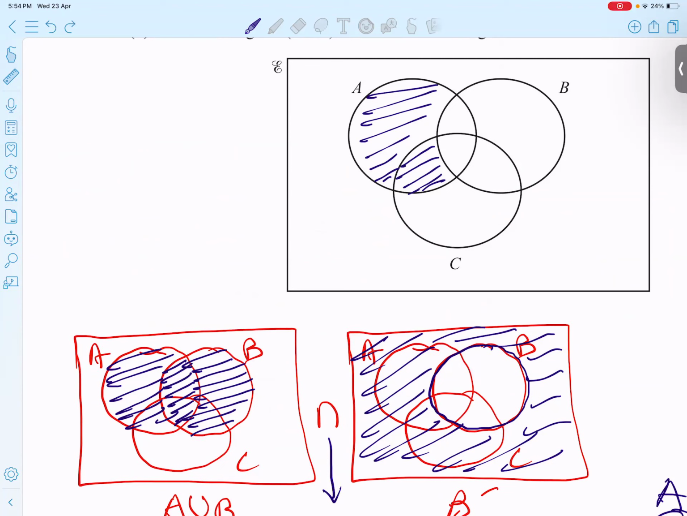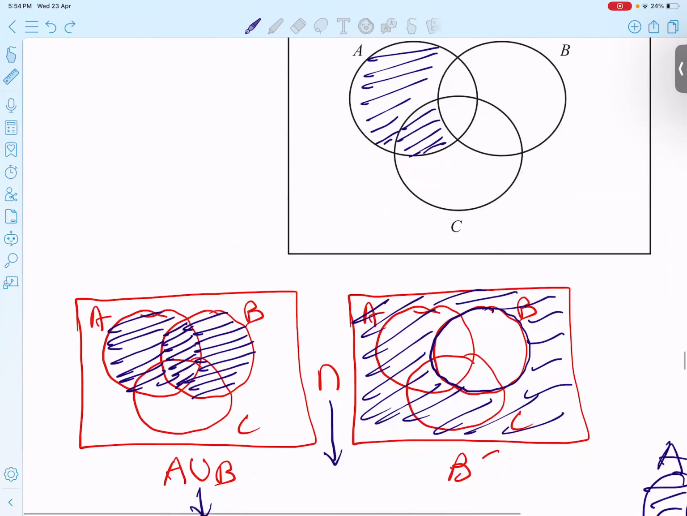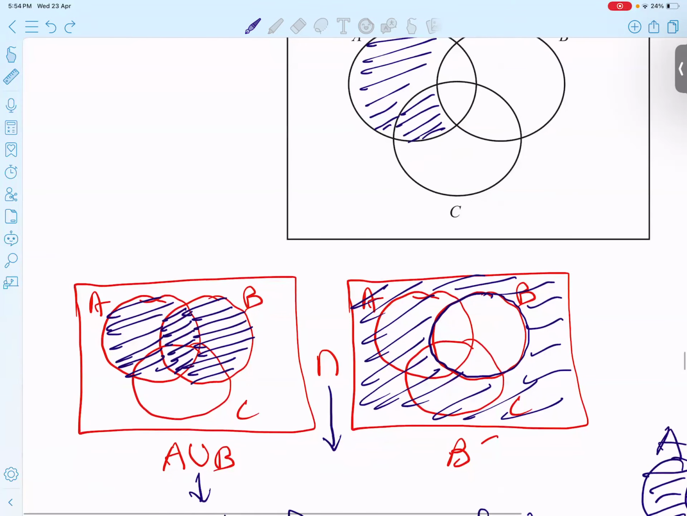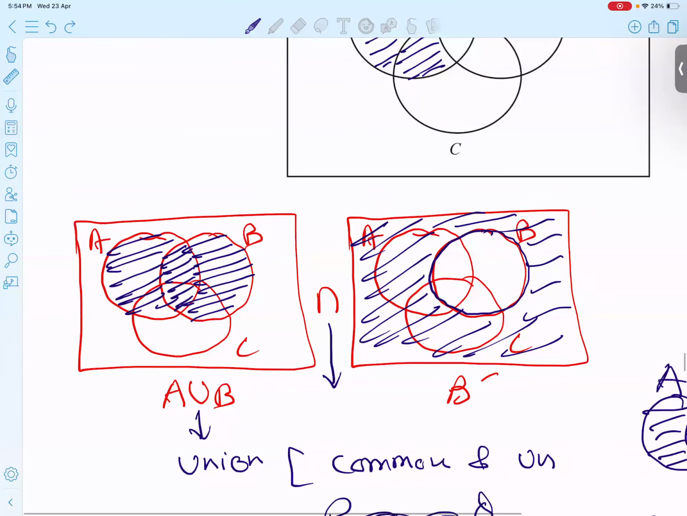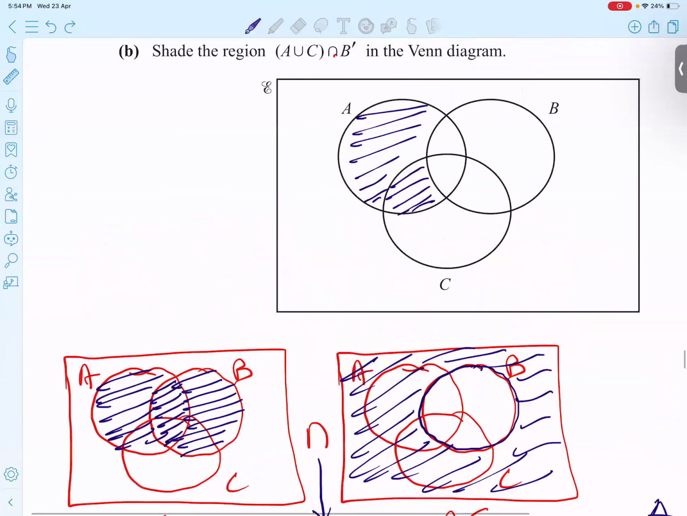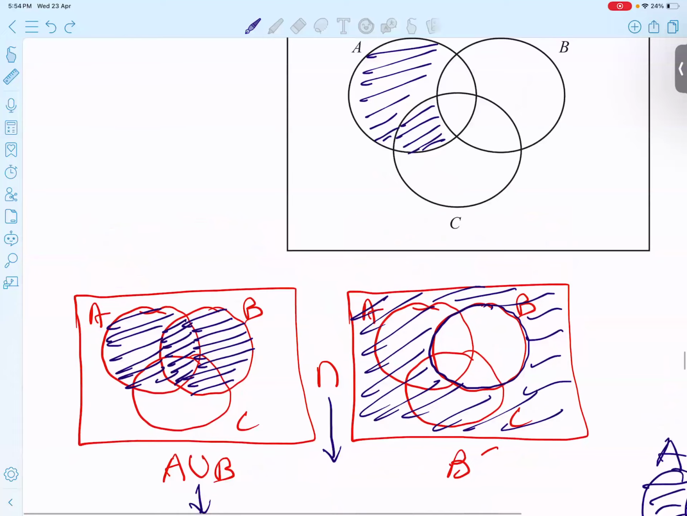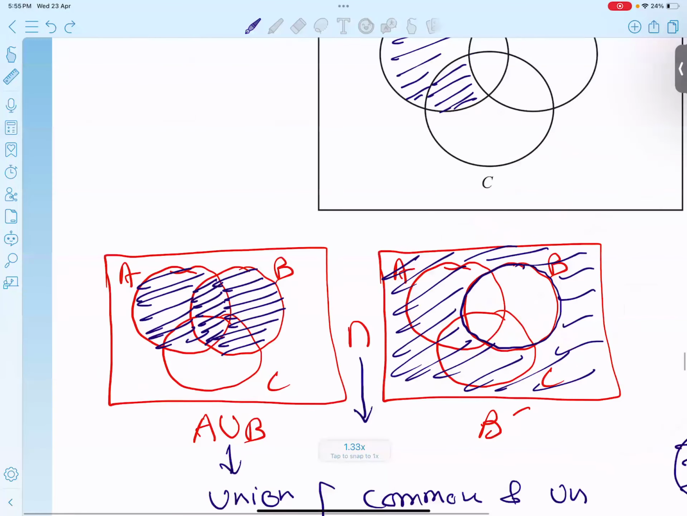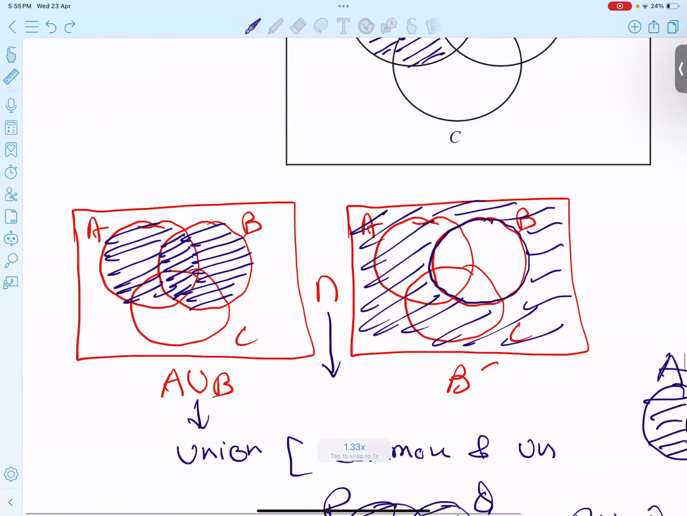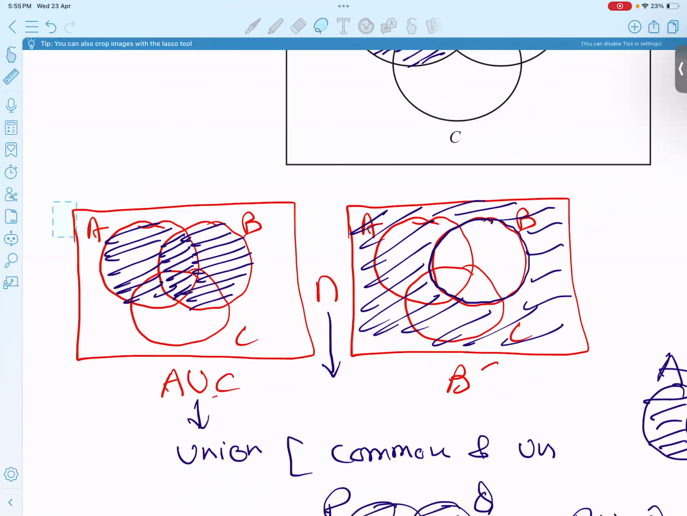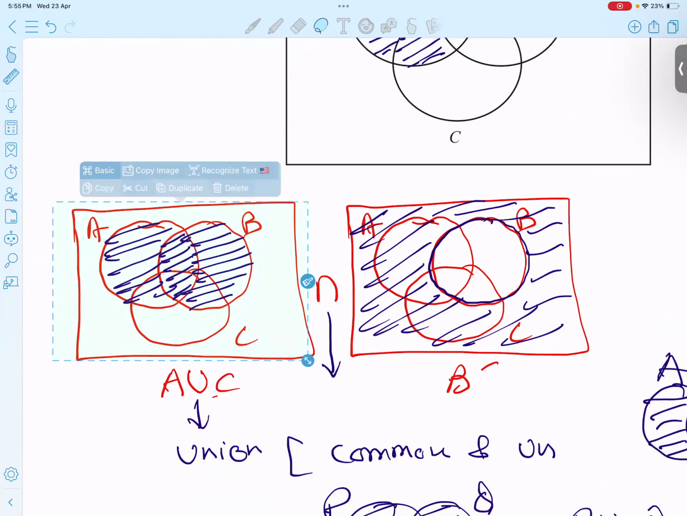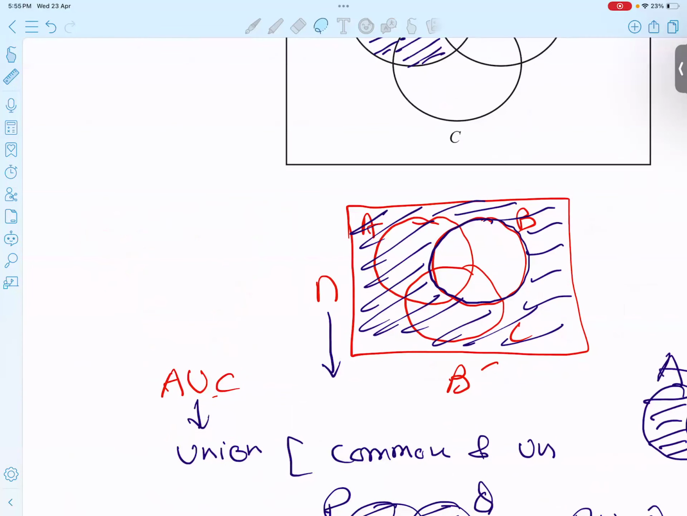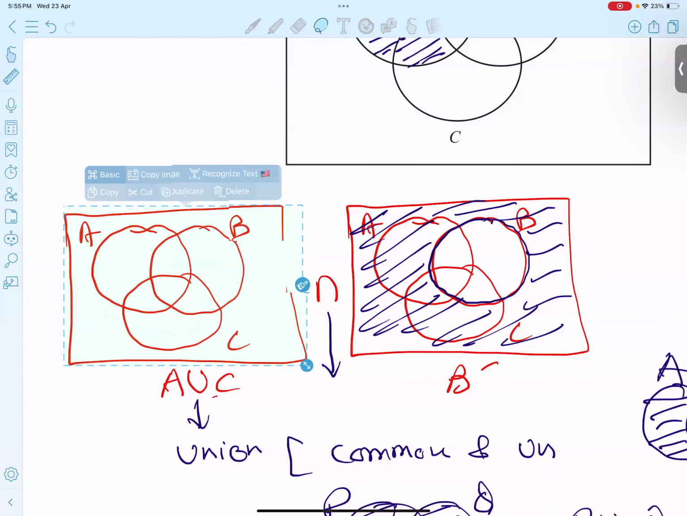Wait a minute. We have to go for A union C. Oh, sorry, it's my mistake. This is A union C, not A union B. Sorry for students. I have to write this correction. So I have to make it again. Wait a minute, please. I have to make it A union C. This is my mistake. I have to erase this whole diagram, remove it, and paste here. Maybe I get the same diagram.